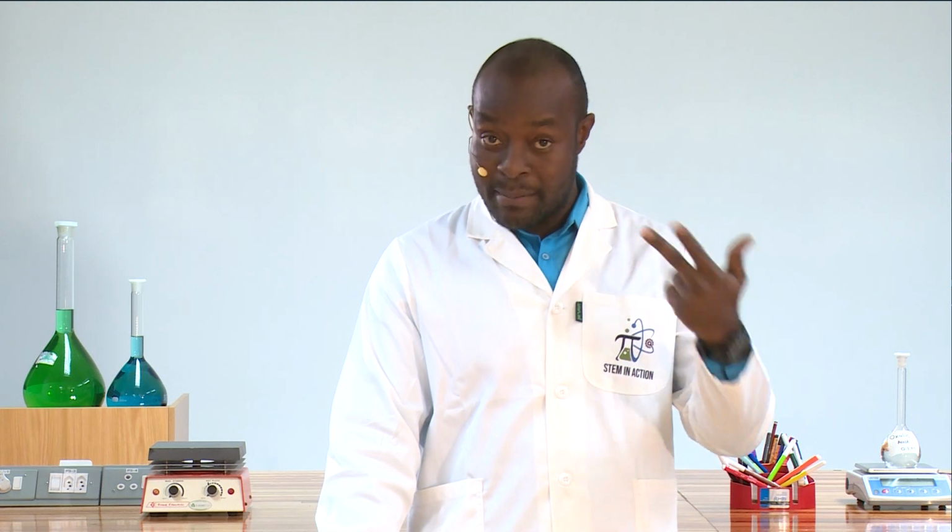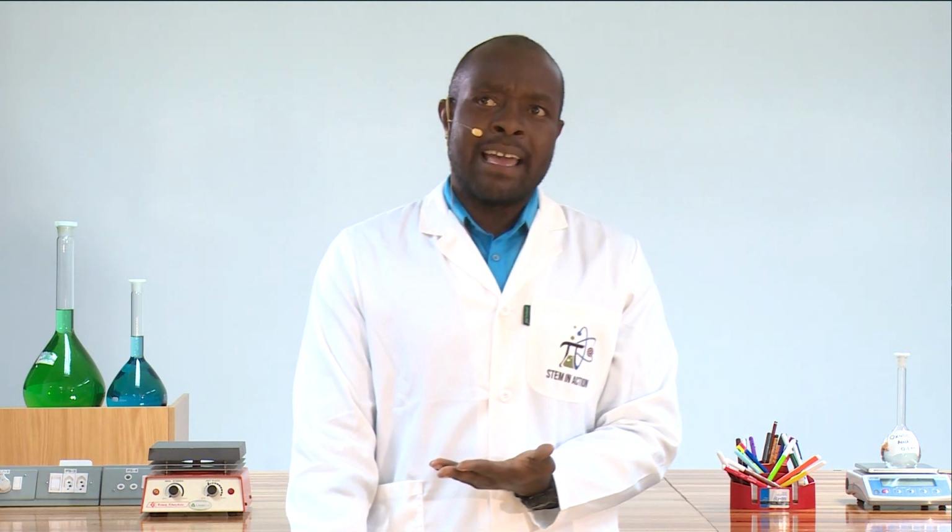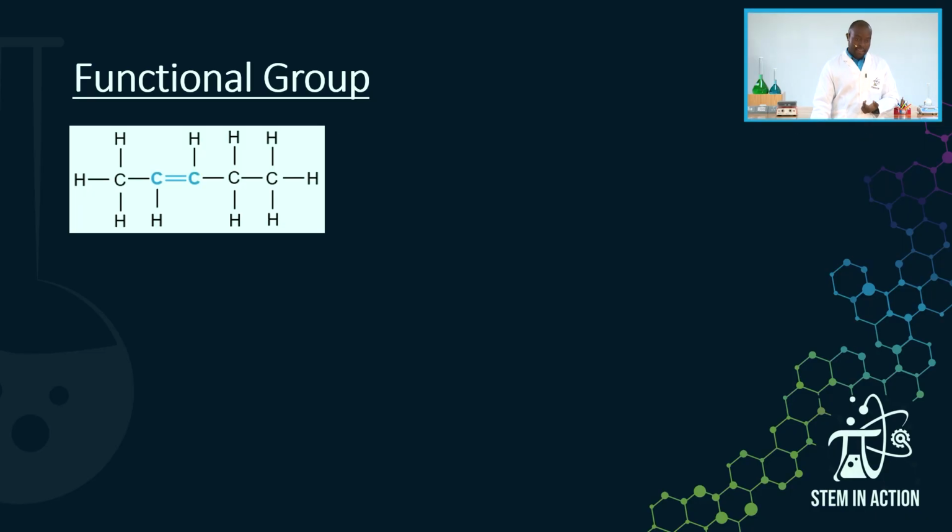And also, the functional group influences not only the chemical reactions that an organic molecule can do, but also the physical properties of the organic molecule. Because of this, we are able to classify organic molecules into different classes or families based on what functional group they possess. So looking at that, the first compound we are looking at is this functional group.